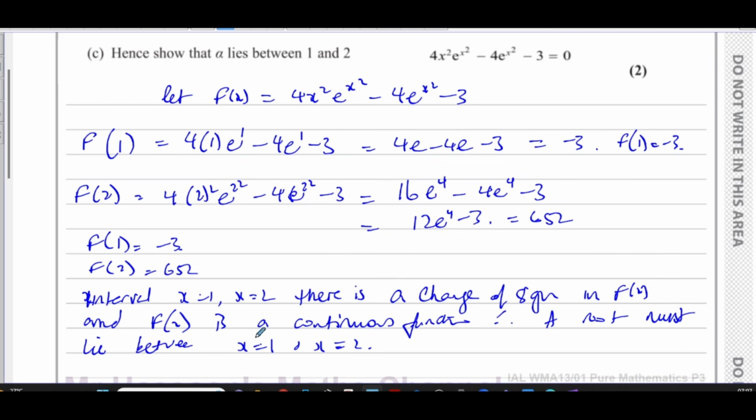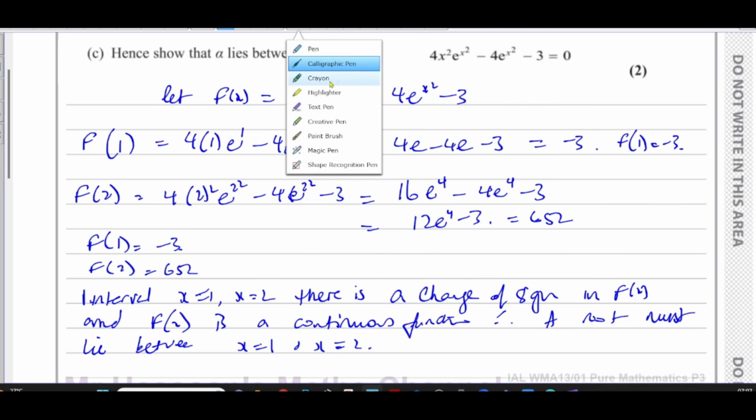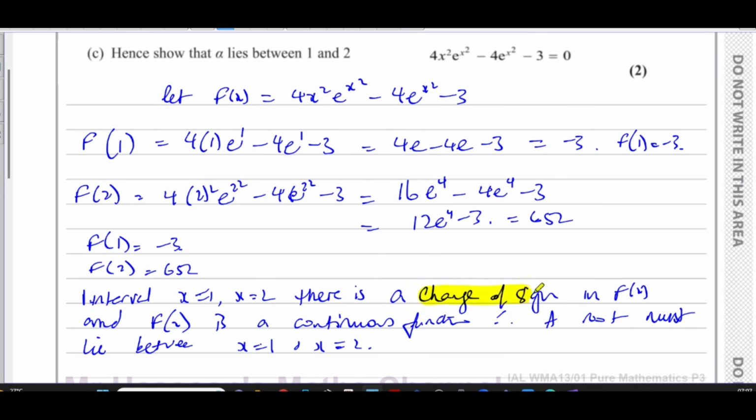Okay, so in this question, you must write down a reason. You can't just leave it as f of 1 equals minus 3, f of 2 equals 652. We have to mention that between x equals 1 and x equals 2, there is a change in sign. So you must mention the change in sign, and you also must mention that f of x is a continuous function. Those are the two phrases they're looking for you to get the mark for this question.